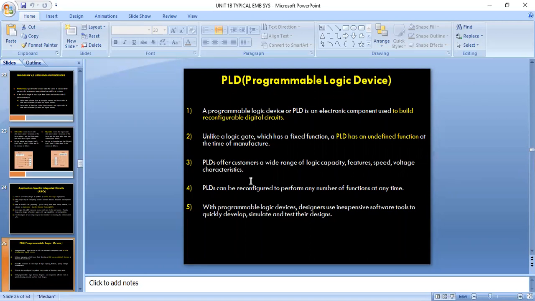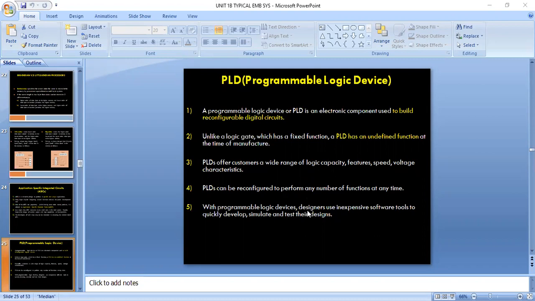Unlike a logic gate, which has a fixed function, a PLD has an undefined function at the time of manufacture. If we manufacture a standard IC, it will only provide that particular AND operation, or only OR operation. So with this PLD, whatever logic you have, you can implement on the PLD, right? PLD offers customers a wide range of logical capacity, features, speed, voltage characteristics. A PLD can be reconfigured any number of times.